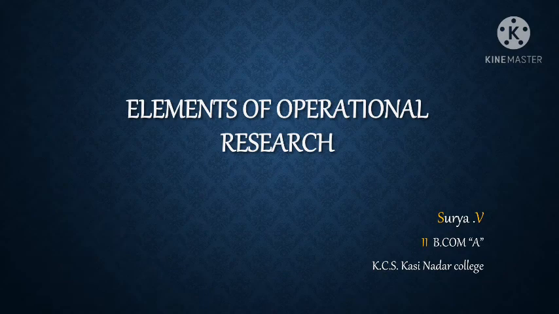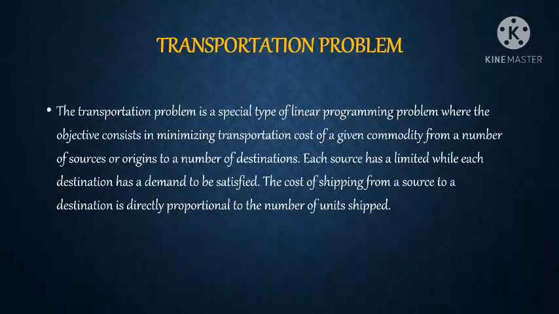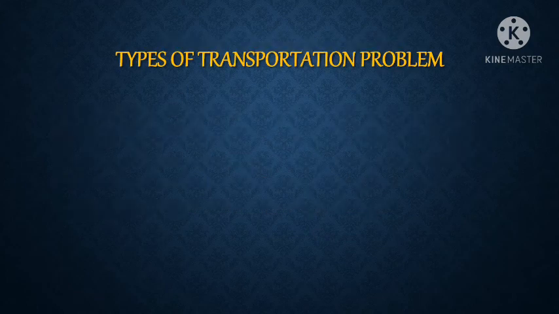Today we see one topic and a sum in a transportation problem in the Elements of Operation Research subject. Let's see the meaning of a transportation problem. The transportation problem is a special type of linear programming problem where the objective is minimizing the transportation cost of a given commodity from a number of sources or origins to a number of destinations. Each source has a limited supply, while each destination has a demand to be satisfied. The cost of shipping from a source to a destination is directly proportional to the number of units shipped.